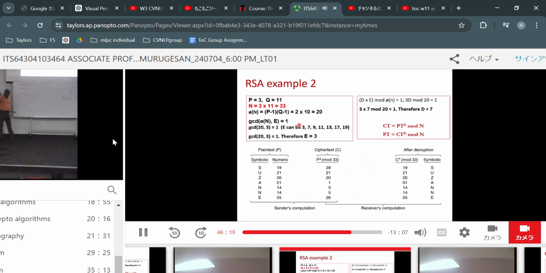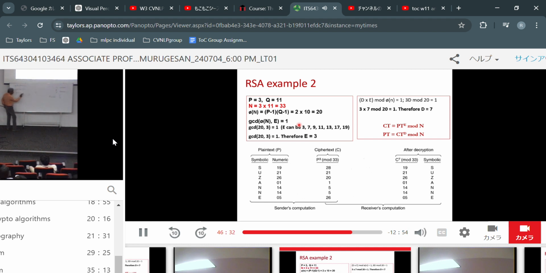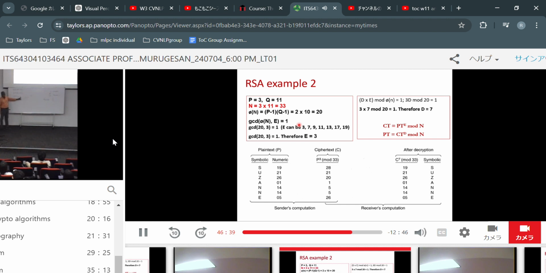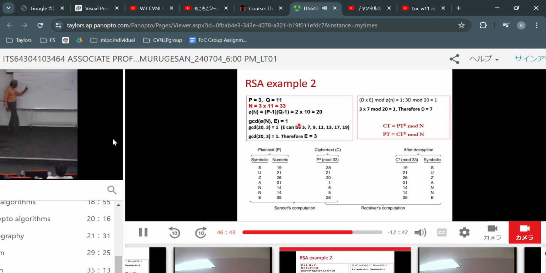Divisible by 3? No. 4 also is not divisible by 3. So 3 is ruled out. How about 4? Yes. So 20 is divisible by 4, and 4 is also divisible by 4. So all these are the possibilities. We cannot go more than 4 because this is 4 already. We cannot go more than 4 because of the common divisor. So the greatest common divisor of 20 comma 4 is equal to 4.